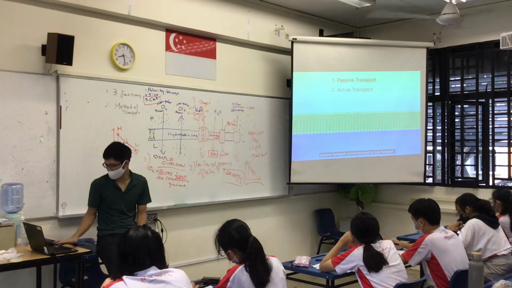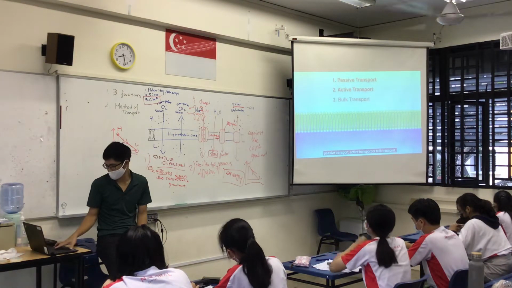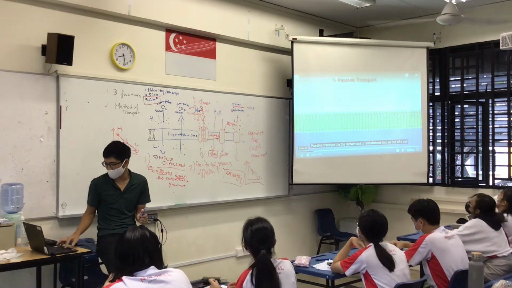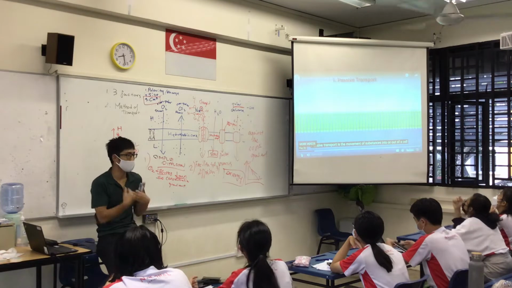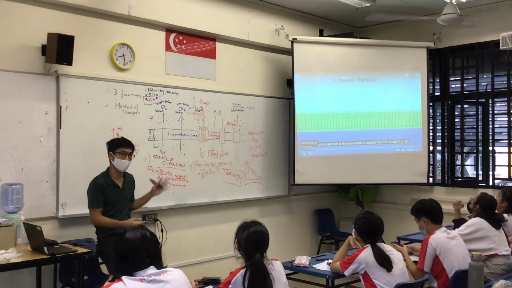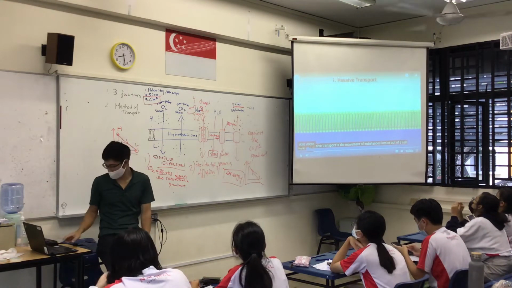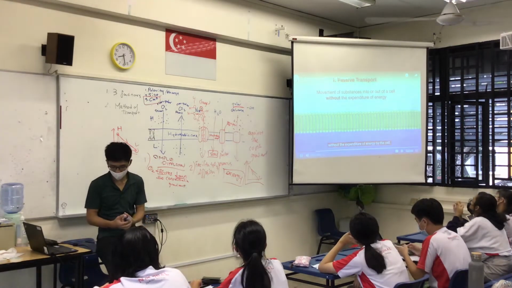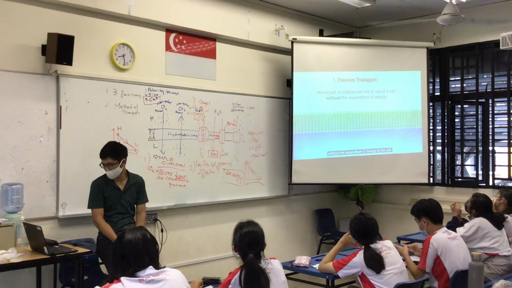Transport, active transport, or bulk transport. You can ignore these three forms of transport. The way we look at it in NJ, we break it down even further. Okay? Passive transport is the movement of substances into or out of a cell without the expenditure of energy by the cell.